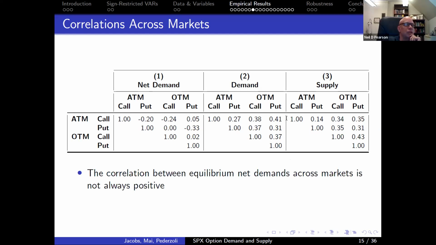All right. So since I'm in charge, even though there's other questions in the chat that I put off because I thought the answers would be too lengthy, I'll ask my own question. Okay. So in column 3, supply, ATM calls and puts, the correlation is 0.14. Given that it's the same market makers supplying calls and puts, isn't that too low?